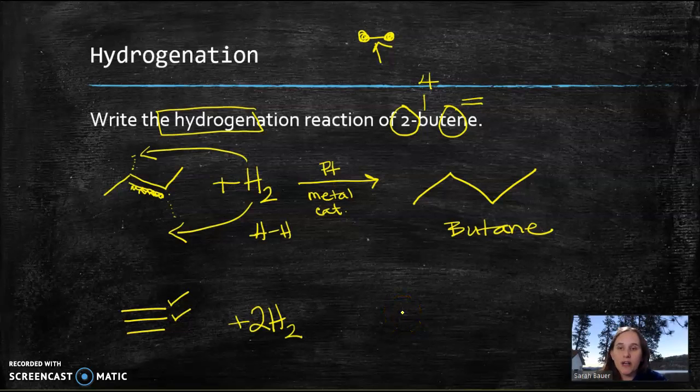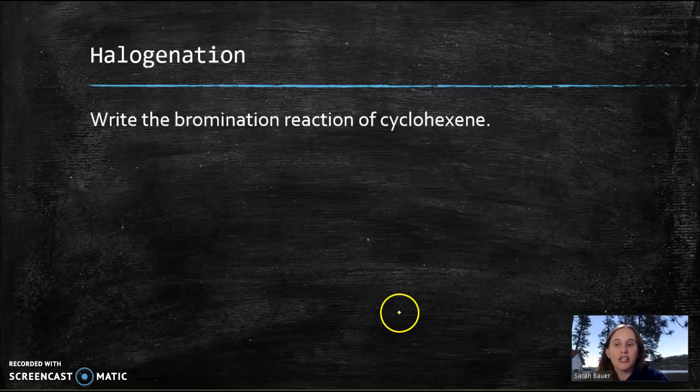All right, so continuing on from hydrogenation, let's look at a halogenation problem. Write the bromination reaction of cyclohexene. You notice it doesn't say that it's a halogenation reaction, but I recognize bromine as a halogen, so I know I'm talking about a bromination reaction or halogenation reaction.